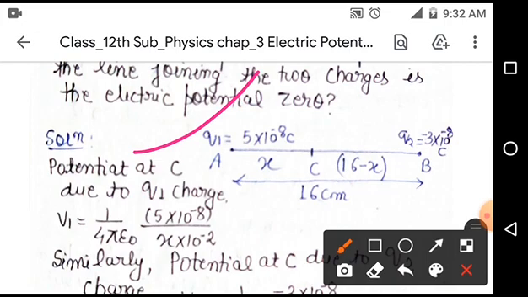Now first of all we will find potential V1 at point C due to charge q1. So it will be 1 upon 4 pi epsilon naught, 5 into 10 to the power minus 8 upon x into 10 to the power minus 2. Here 10 to the power minus 2 is used because x and 16 minus x are given in centimeter and we have to change into meter.